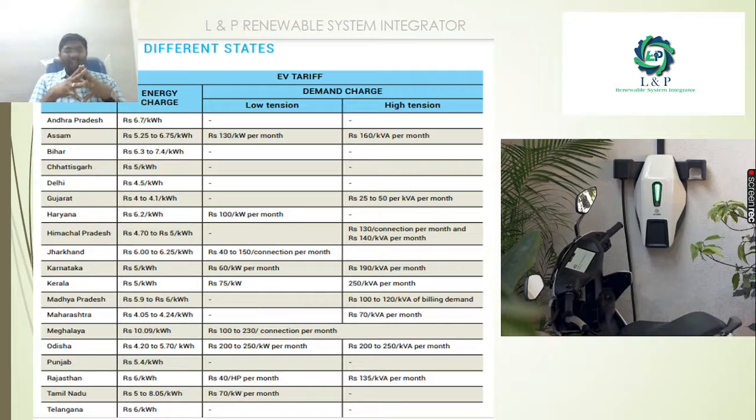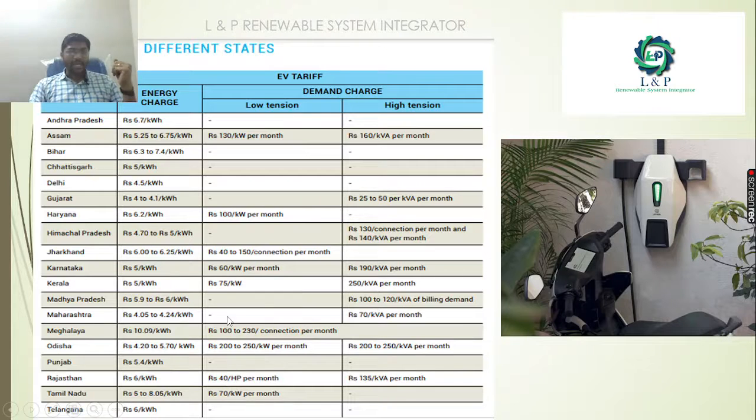So we are all pretty aware of the different tariffs in the different states. This is a chart that provides the different tariffs for the electric vehicle. See here, in Assam, for a low tension line, it is rupees 130 per kilowatt per month. If it is a high tension, it is per kVA, that is rupees 160. And in Tamil Nadu, for electric charging, they are charging around 5 to 8 rupees per kilowatt hour. Monthly for a kilowatt, you will be charged only 70 rupees.